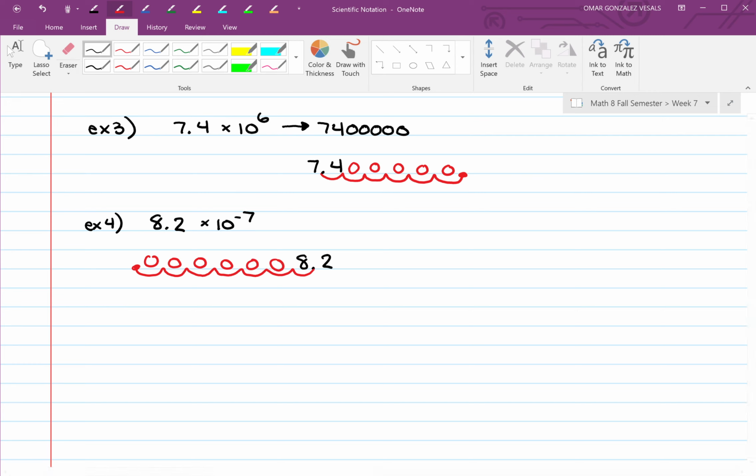So this number, written expanded, is going to be 0.0. How many zeros? 1, 2, 3, 4, 5, 6. 82. Are we okay with writing in scientific notation and then expanding from scientific notation? Yeah. We're good? Okay.